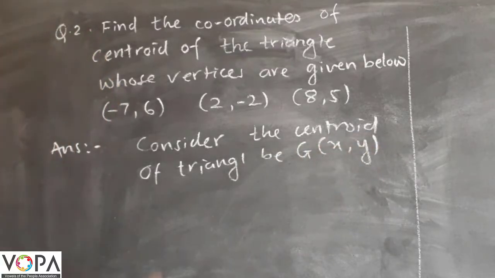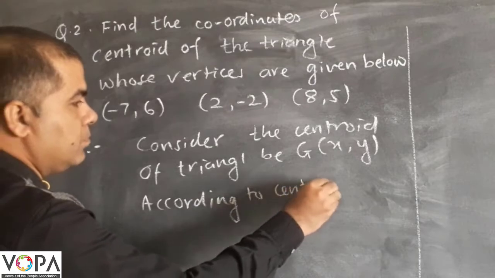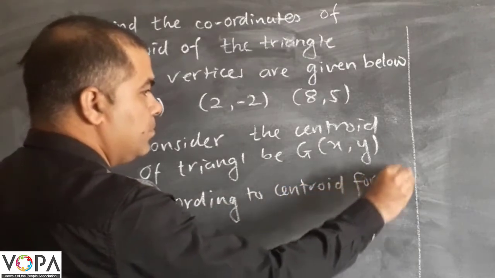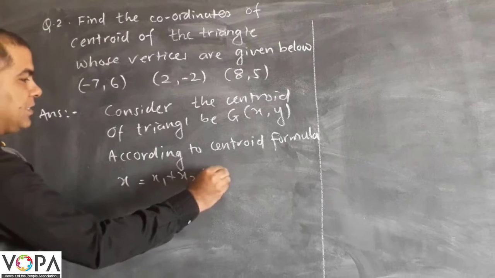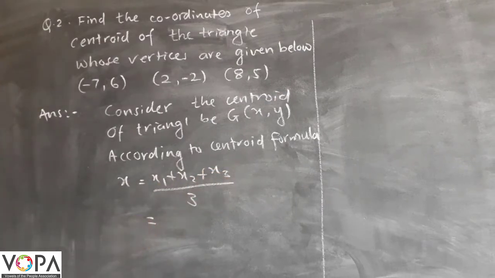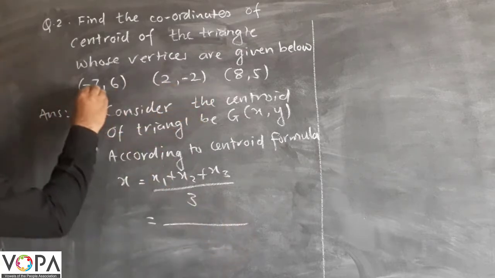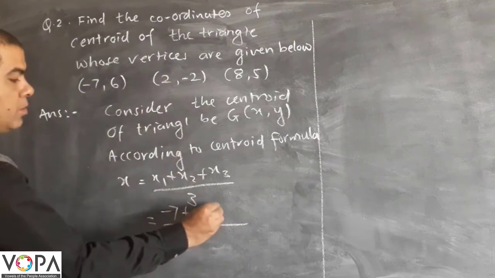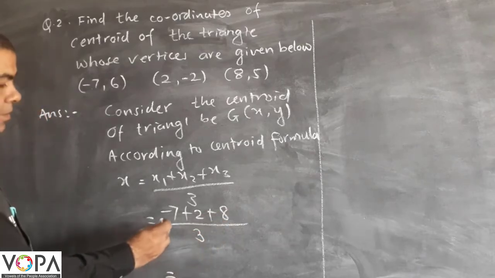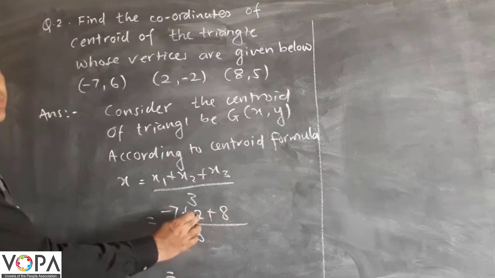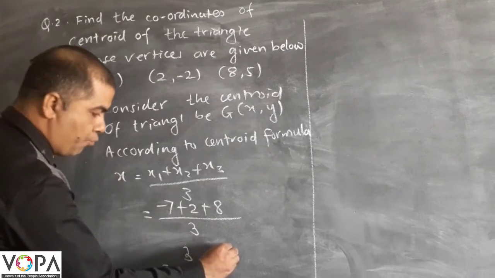Okay, according to centroid formula, x equals x1 plus x2 plus x3 upon 3. Now substitute the values of x1, x2 and x3 from these coordinates, that is negative 7 plus 2 plus 8 upon 3. It will be 8 plus 2 is 10, 10 minus 7 is 3. 3 upon 3, it will be equal to 1.